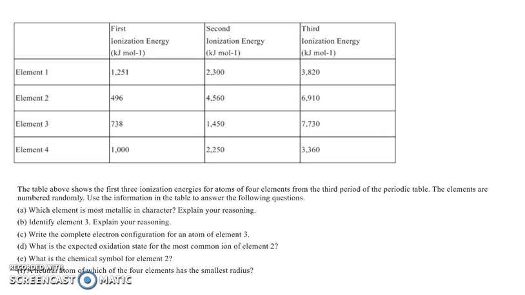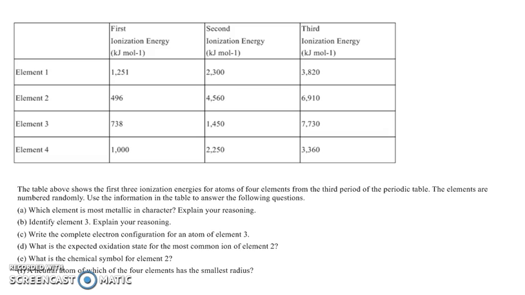So here's a clue. Do you know that periodic table that I told you to look at? Look at the third period. What element starts the third period? Yes, sodium. So you're looking at sodium, magnesium, aluminum, silicon, phosphorus, sulfur, chlorine, argon. That's what you're looking at, only those 8. So it says then the elements are numbered randomly. So I don't know which one's which. Use the information in the table to answer the following questions.